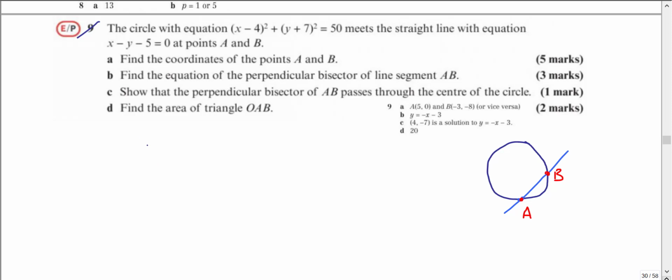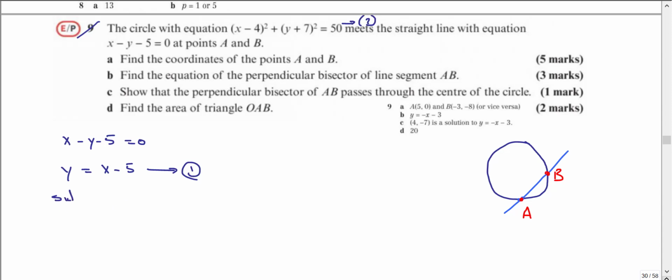So how to do this one? We substitute the line into the equation of the circle. But before this, make y the subject first. Take this equation x - y - 5 = 0 and make y the subject, so y will be x - 5. This is equation 1, and this is equation number 2, the circle.